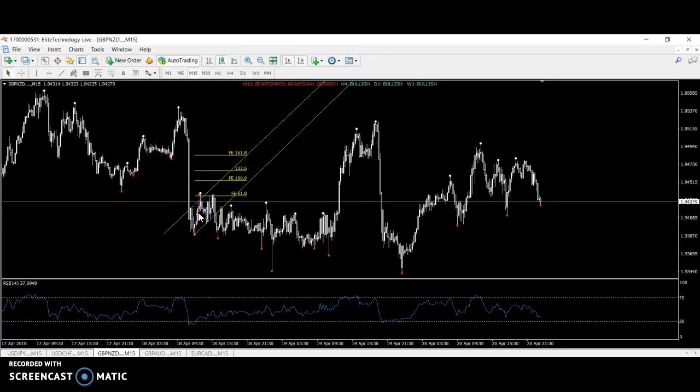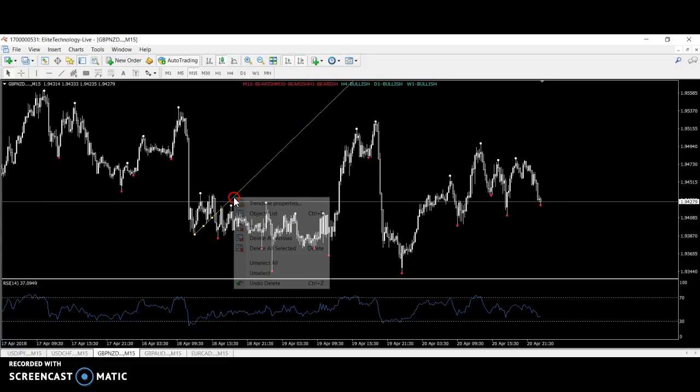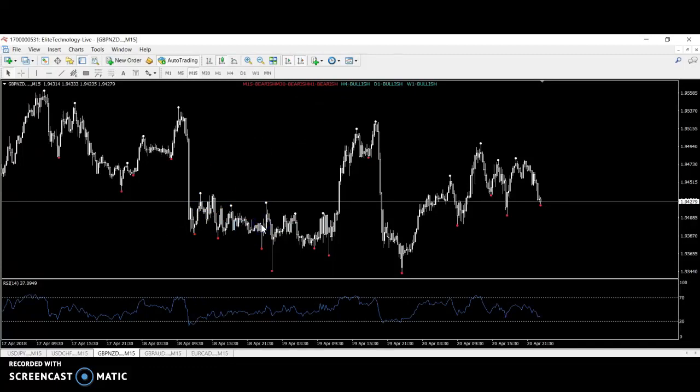And of course, there is another type of flag formation out there. I'm not going to be getting into that one today. If I have more interest in teaching how I trade the smaller time frames, then I may put out another video talking about it.